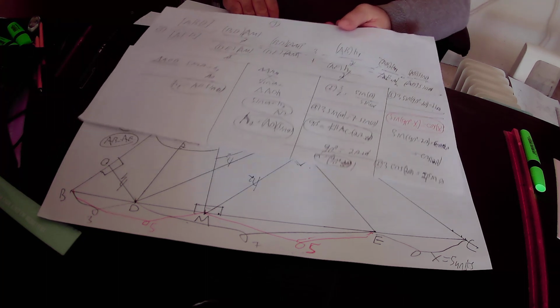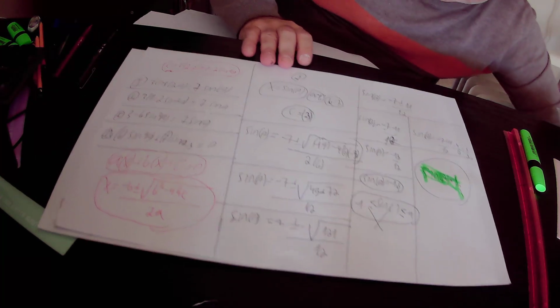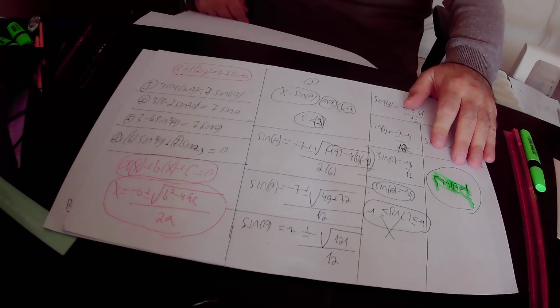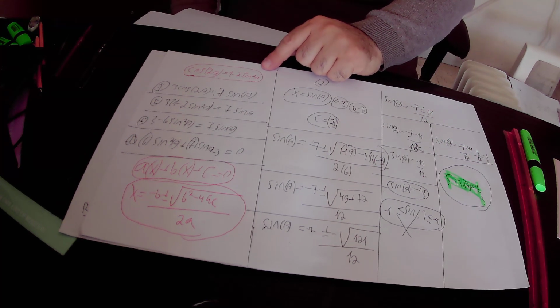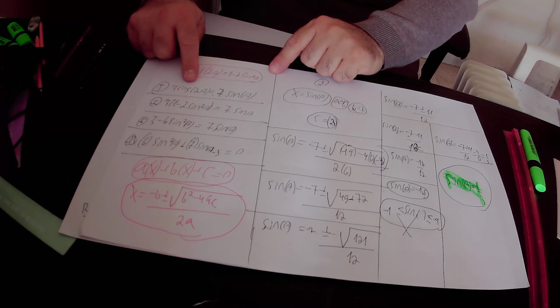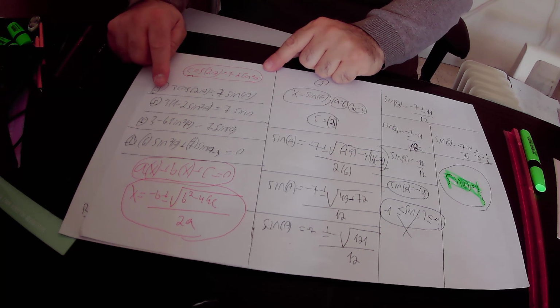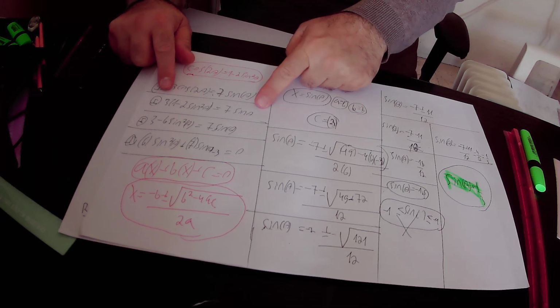Then we have a trigonometric identity for cosine 2 theta also. The trigonometric identity for cosine 2 theta is 1 minus 2 sine squared theta. So according to this identity, we can substitute cosine 2 theta by 1 minus 2 sine squared theta. We have equation number 1 that states that 3 times cosine 2 theta equals 7 times sine theta. So we substitute, and we got that 3 times (1 minus 2 sine squared theta) equals 7 times sine theta.